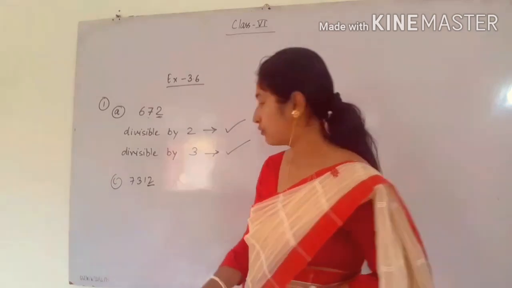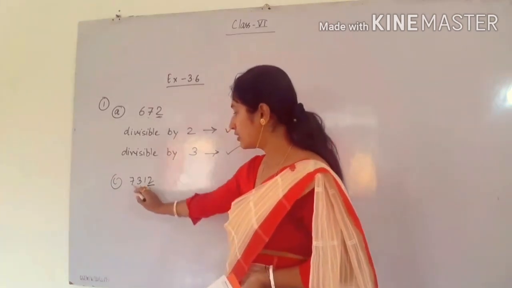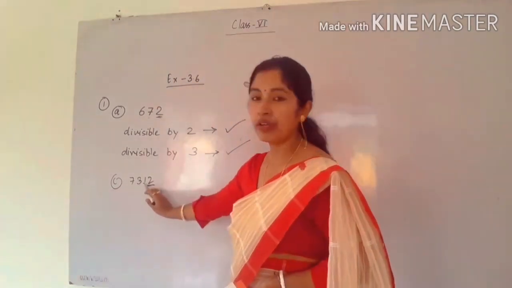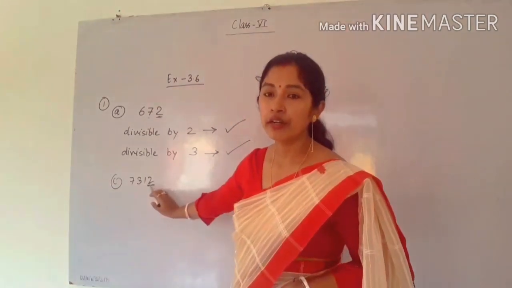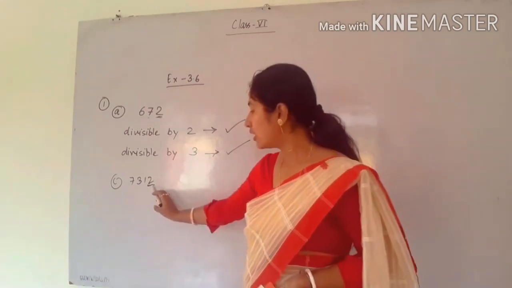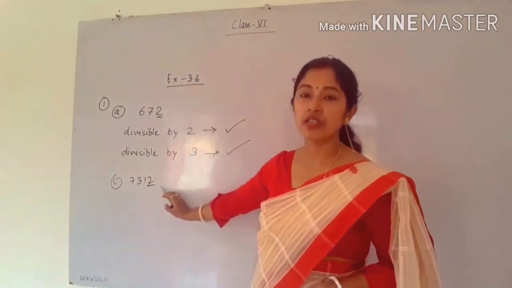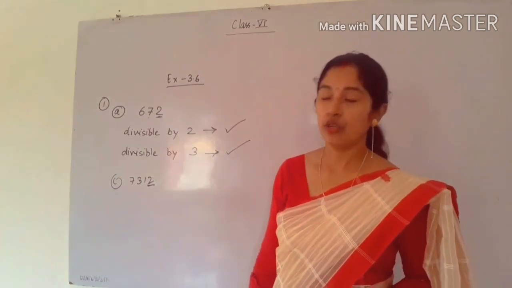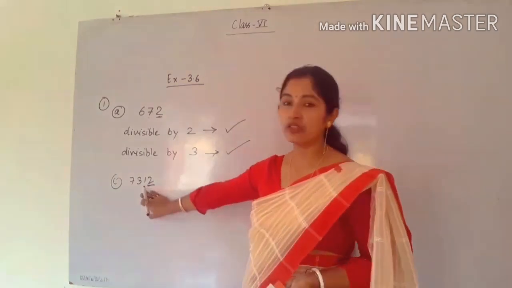Next, when you have to check for 3, you have to add all the digits. So, 7 plus 3 is 10. 10 plus 1 is 11. 11 plus 2 is 13. As you can see, the sum of the digits is equal to 13, and 13 is not divisible by 3.